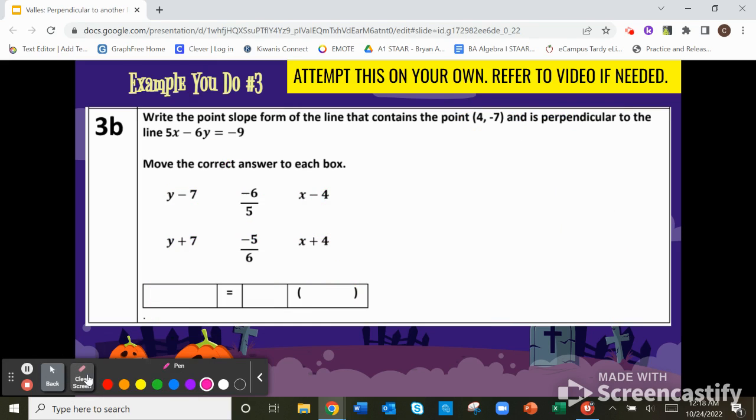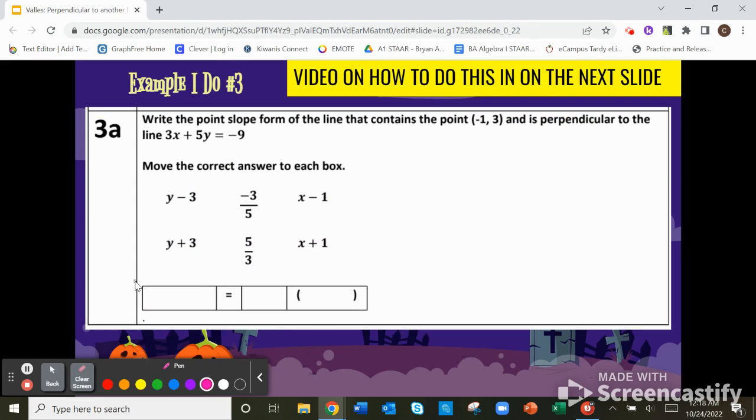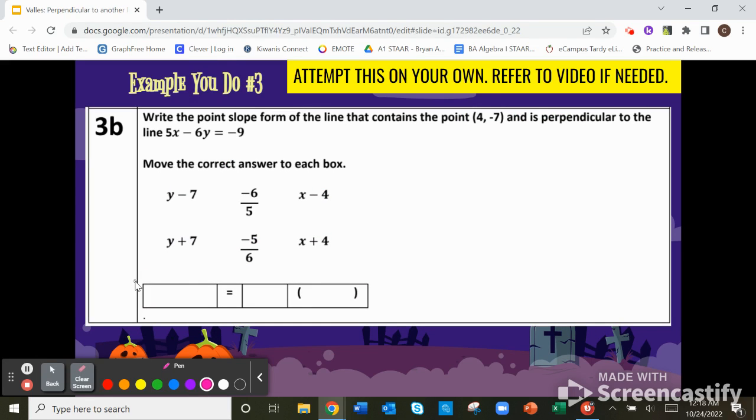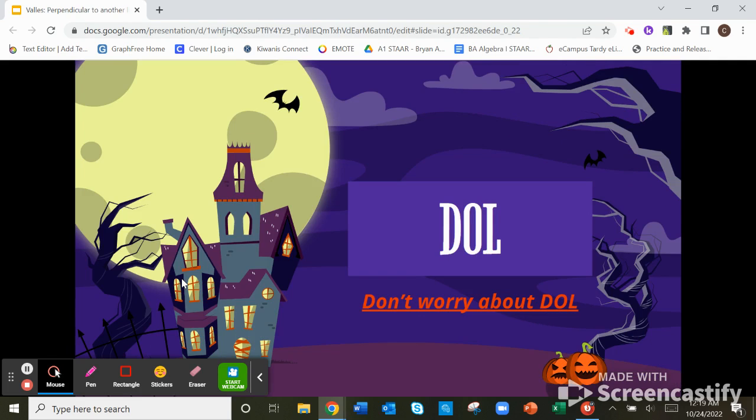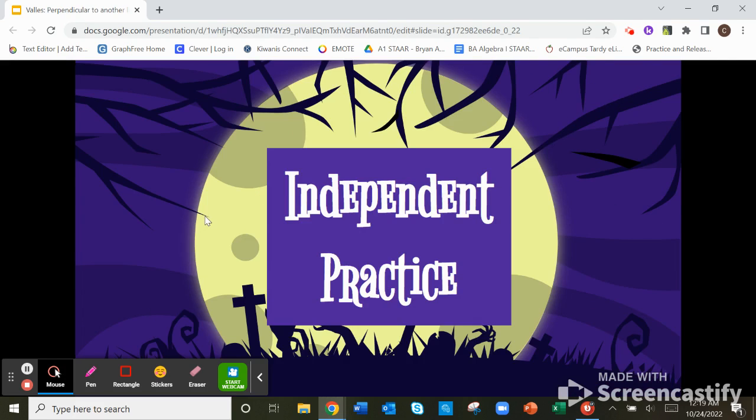So attempt this question on your own based off of the example we just did. And then that'll be it. So you can proceed to the independent practice after that. Just go ahead and answer those questions. And then there will be no DOL because, again, I'm not there to facilitate it. So don't worry about the DOL. Just make sure you work on that independent practice and you turn it in as well.